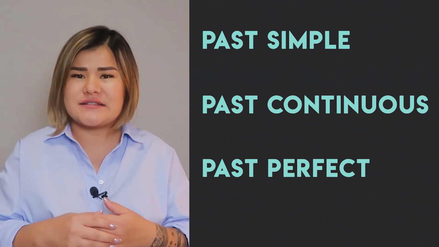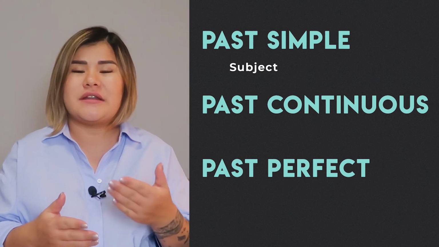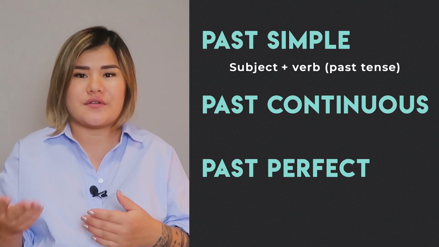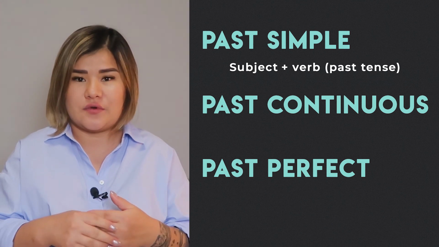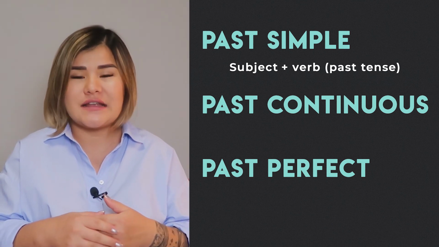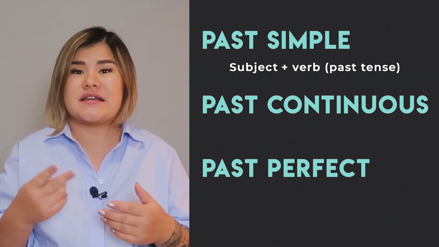When we have a sentence in the past simple tense, we use the subject, the verb in its past simple form, whether it's an irregular verb or a regular verb, we have the past simple form. For the regulars, we add ed ending. For the irregulars, we take the verb from the second column.